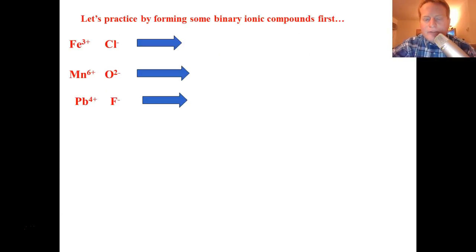Okay, so let's try some examples. Let's start with binary ionic compound examples. Now remember, binary ionic compounds are compounds that are made of only 2 atoms, right? So binary, by 2, just 2. So let's make the formula for Fe3+ and Cl-. So we go to make the formula, and that's what it would be. Now what would the name of that be? Well, the name would be iron, Roman numeral 3 chloride. So you would say that iron 3 chloride.